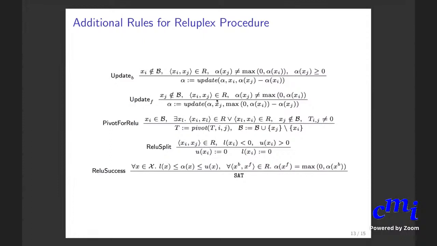As you can see, if both of them, both the xi and xj, happen to be non-basic, then you can use either of them. But the first one you can apply only when the output is greater than or equal to 0. And the second one can be applied when the output is negative as well.